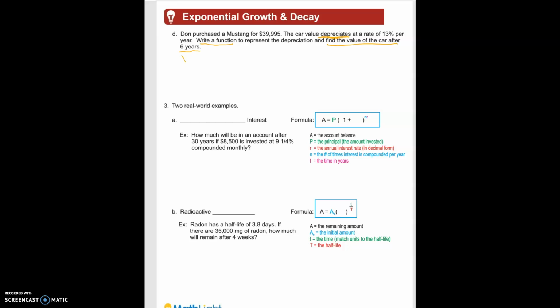Okay, so we're going to use our exponential decay equation. So y equals a times 1 minus r to the exponent of t, where t is our time again. The initial value of the car is how much Don paid for it, so the $39,995. Our decay rate, we're going to have 1 minus our 13%. It's depreciating by that much each year. So 1 minus 0.13 to the power of t.